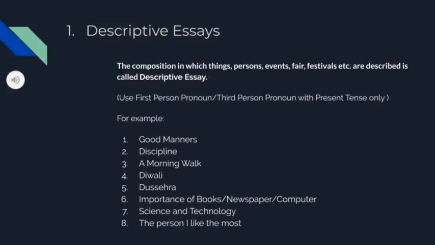Descriptive essays. The composition in which things, persons, events, fairs, festivals are described. They are called descriptive essays. So in descriptive essays we use first person pronoun and third person pronoun. First person pronoun is I, we, my, mine. Third person he, she, it, they, them, or any name, Ram, Sham, Sita, Gita, along with present tense.